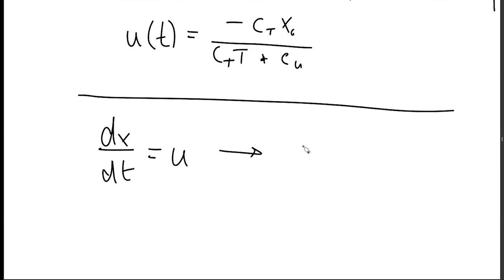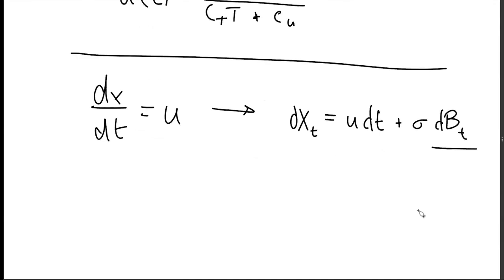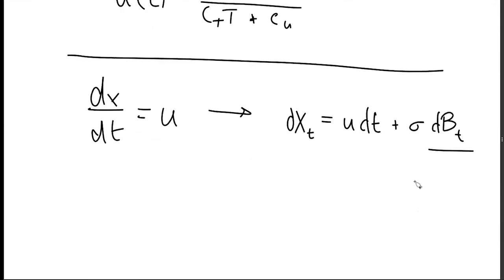And a diffusion process, this is not a general expression, but a special case of a diffusion process is going to look something like this. And there's going to be something strange in this equation if you haven't seen stochastic differential equations, which is this term here, this dB_t. So this is the differential of what is called a Brownian motion.